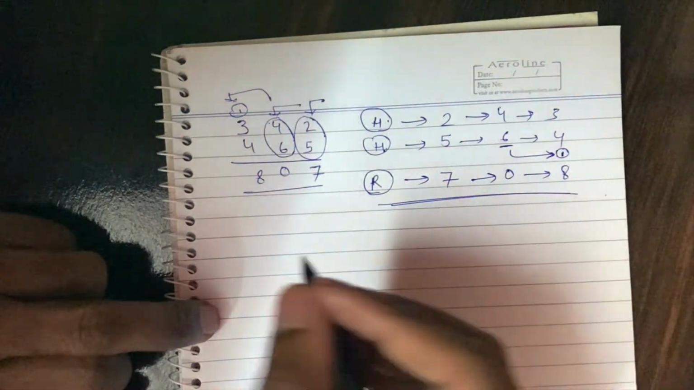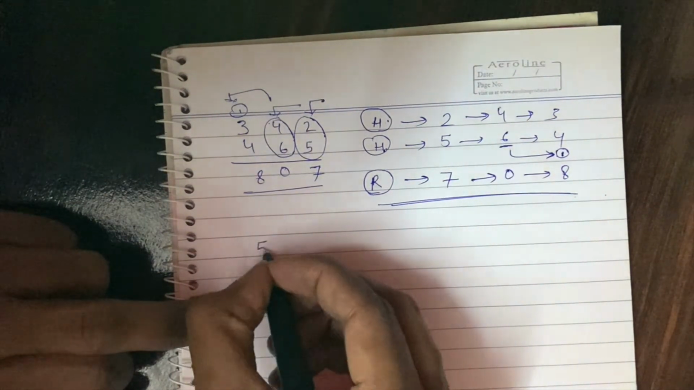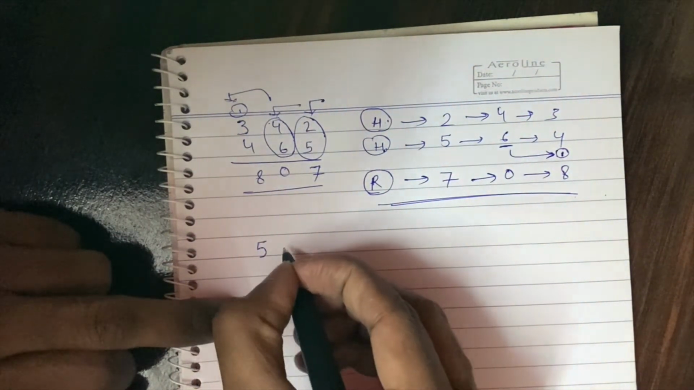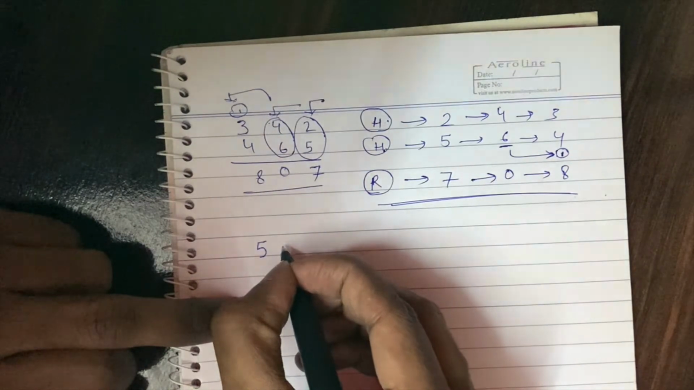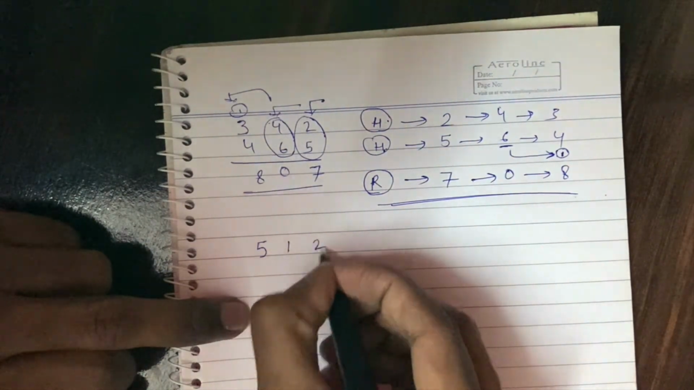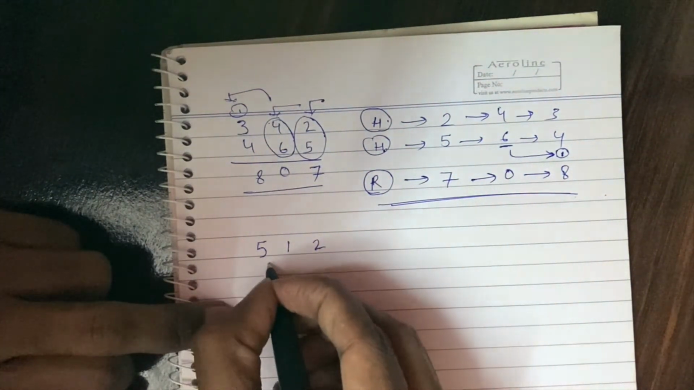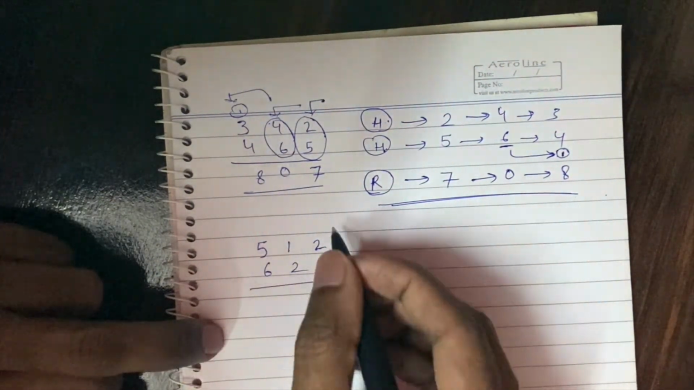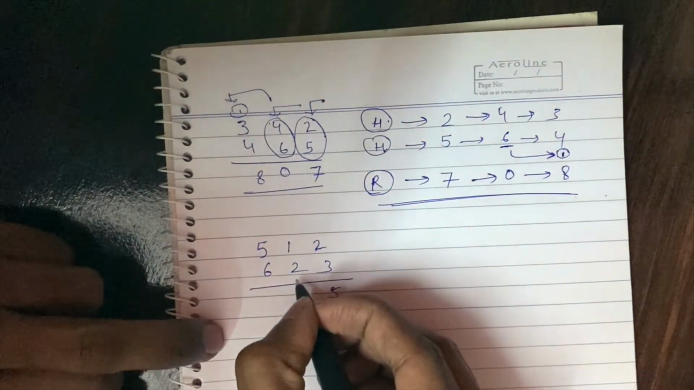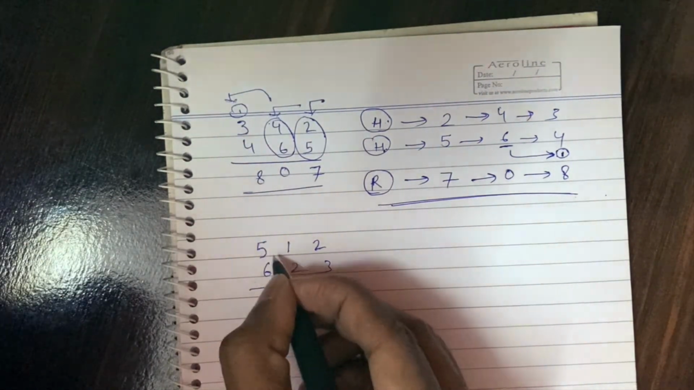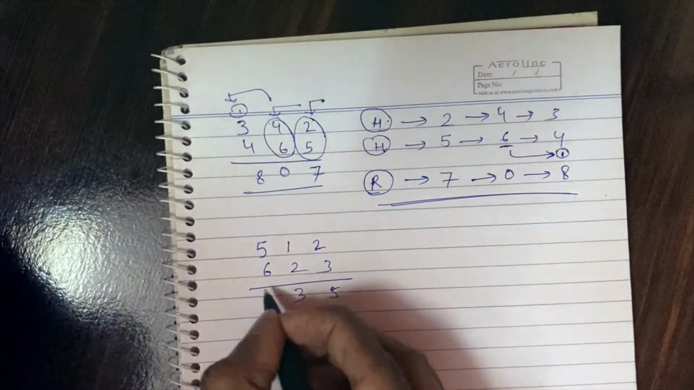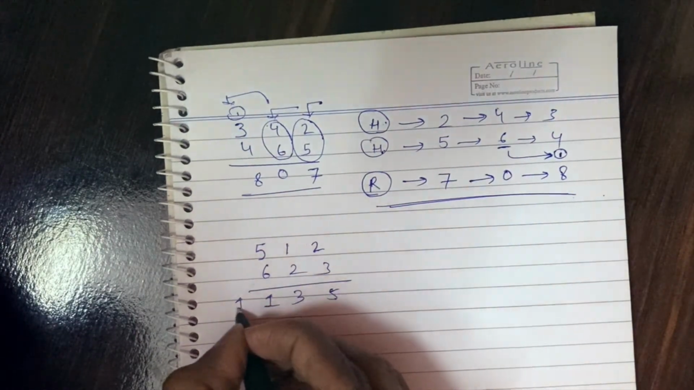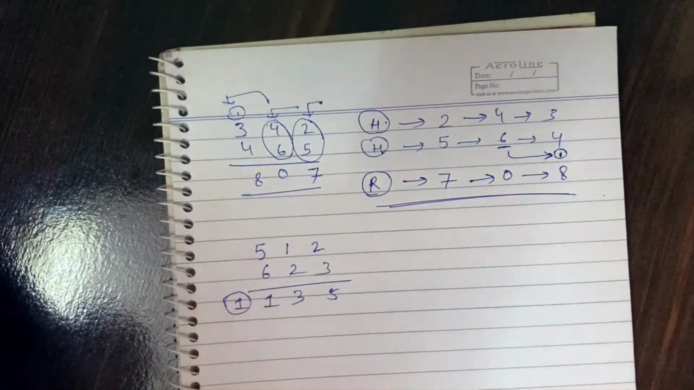We can take another example where it will leave a carry at the end. So 5 1 2, and we take 6 2 3. So in this case it will be 5, then 3, then 5 plus 6 will be 11. So 1 and 1 carry also. So this is the carry which may cause a problem.